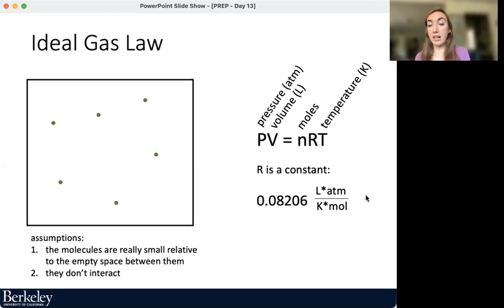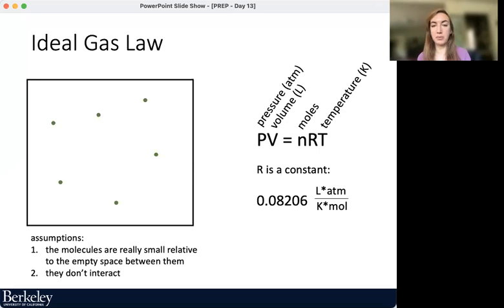So R is a constant. In the units that I've used here, it's 0.08206. You don't need to memorize that. That would be given to you. But there's also tables of it in all sorts of other units. So if you had your pressure in some other units, you can either convert it to atmospheres, or you can just use a different ideal gas constant.